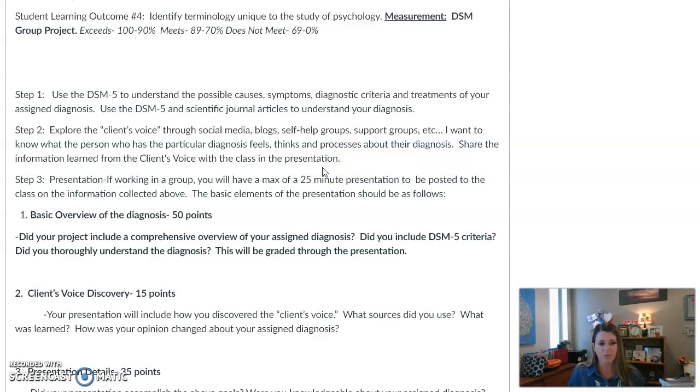In step two, I want you to go out and find information. Ideas of where you can find this: social media, blogs, self-help groups, support groups, etc. Movies that accurately, and that's the key here, accurately portray that diagnosis. Your audience is your classmates, okay? I want you to show them through this client's voice what it's like to live with that particular diagnosis.